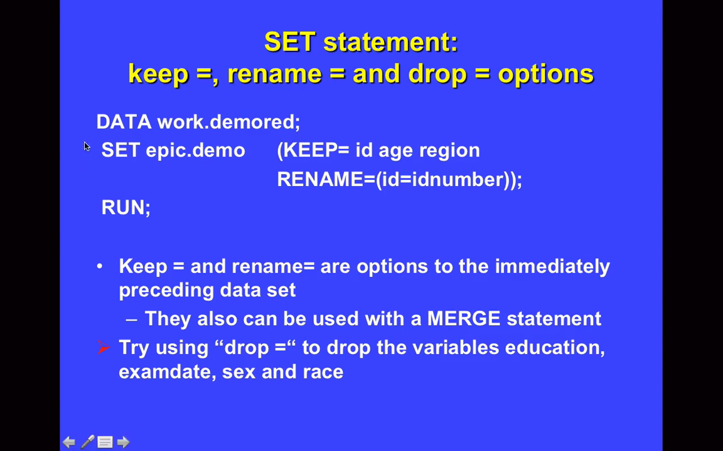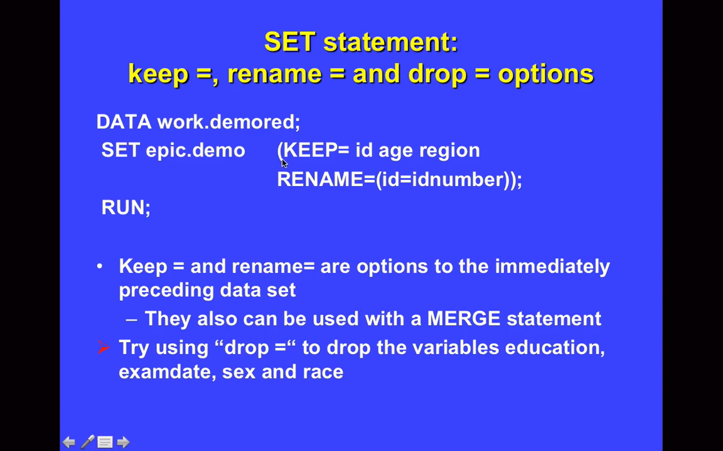So in this example, you're starting your data step with the data statement where we tell SAS the name of the new output data set that we want to create. In this example, it will be a temporary SAS data set in the work library named demo red, short for demo reduced. And we want to start from a data set that is contained in the epic data library that is named demo. SAS knows that we want to start from this existing data set because we're using the set statement, as we've talked about previously.